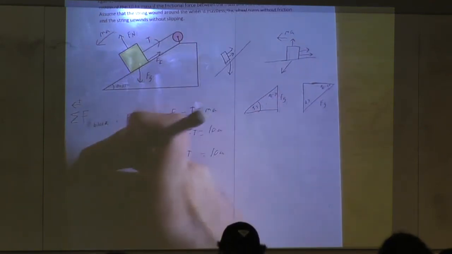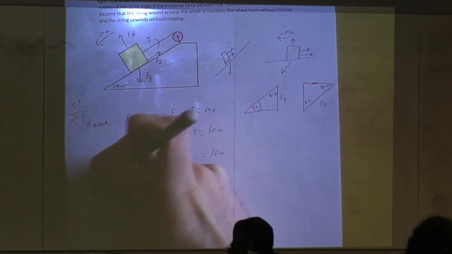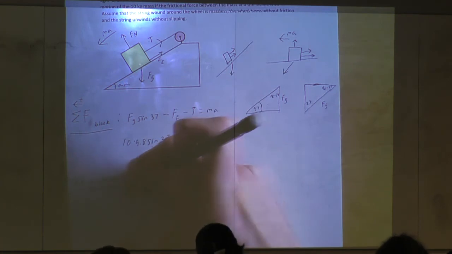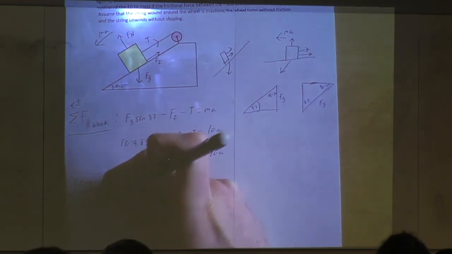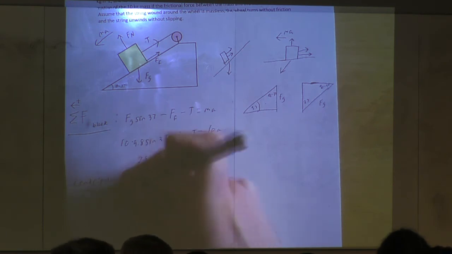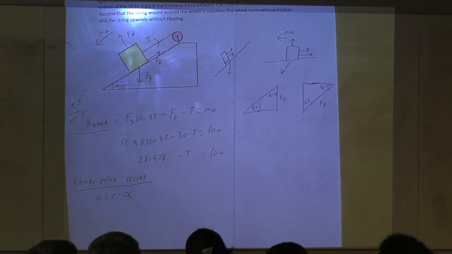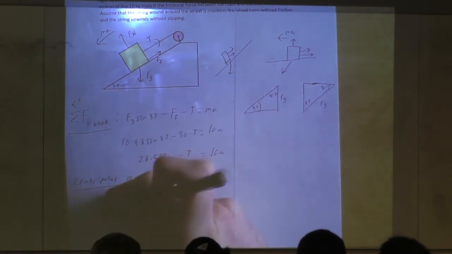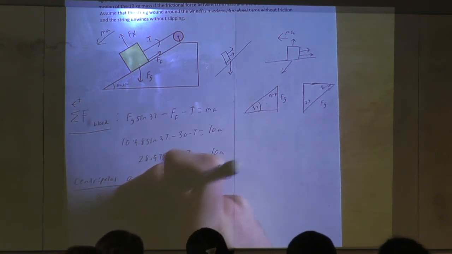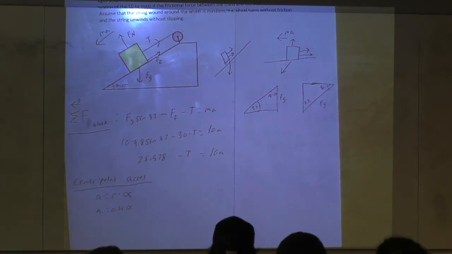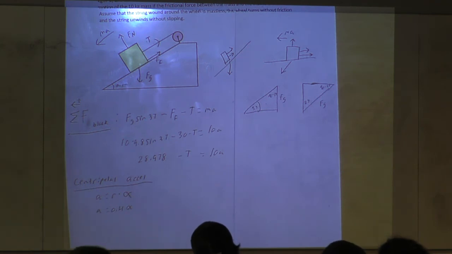Well, we also know our centripetal acceleration is our radius times alpha. That's a formula we have given to us somewhere. So from this we can say that A equals 0.4 alpha. So there's the second equation. So now we can get rid of our linear acceleration and get our angular, which is what we're solving for. So now we just need a way to get rid of tension and get it in terms of angular acceleration.